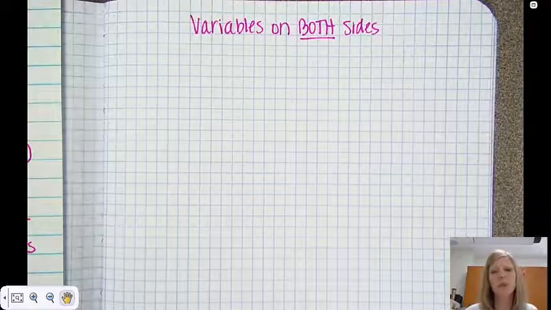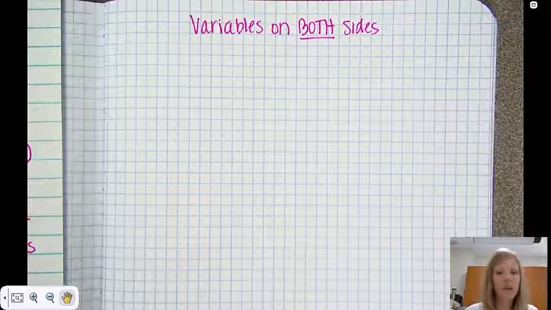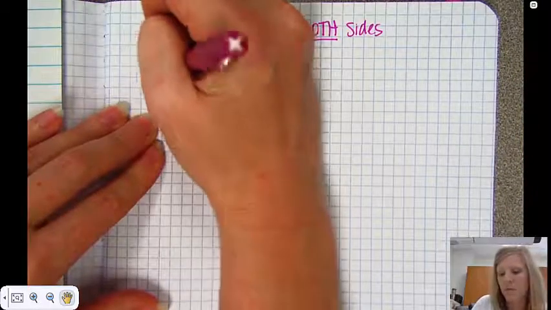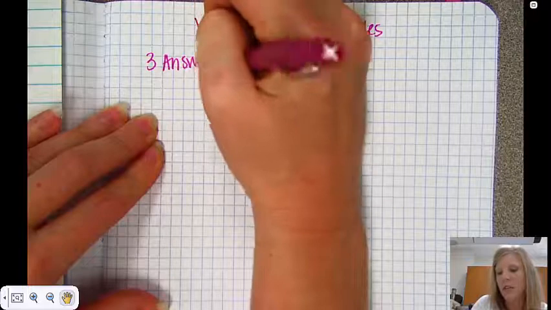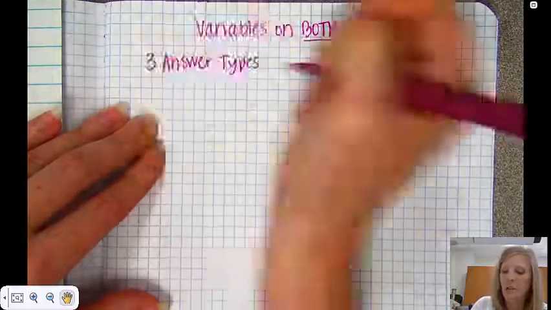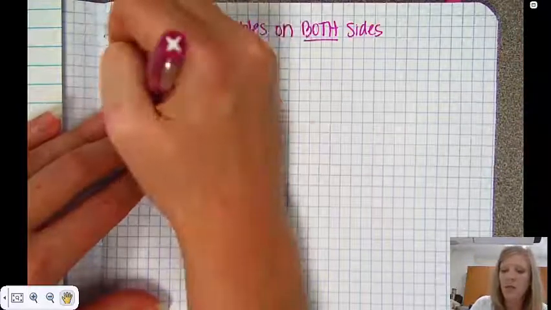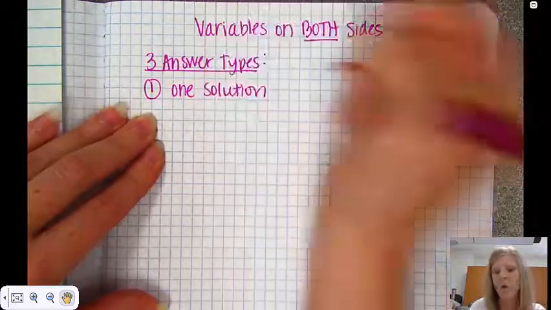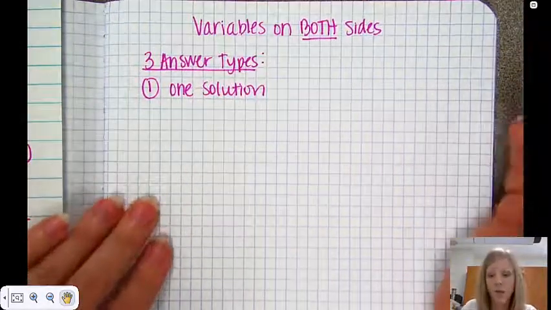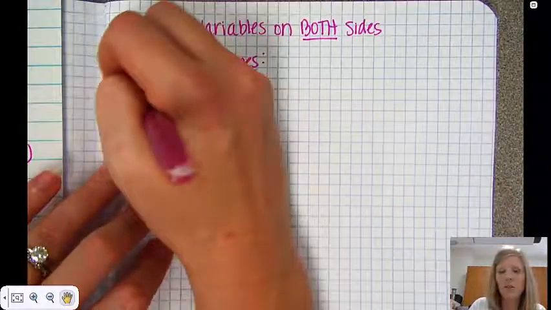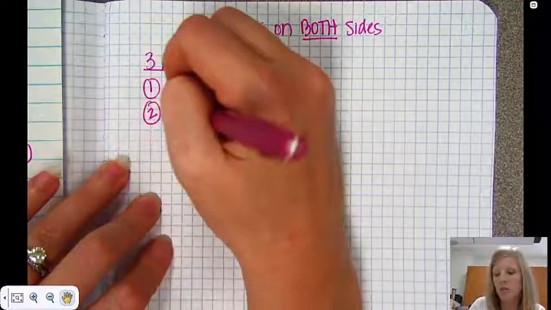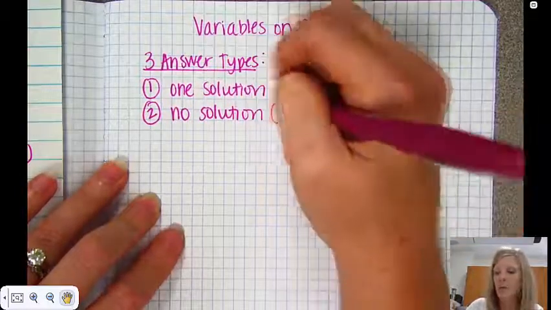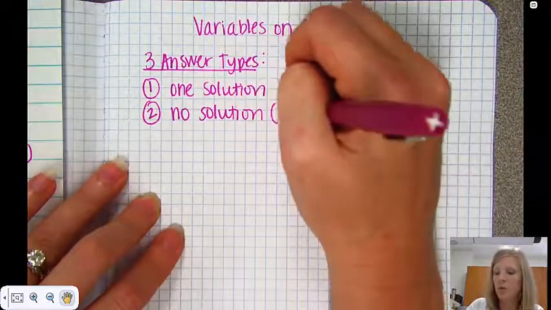When we're solving equations with variables on both sides, we have three answer types that we're going to see. So let's go ahead and talk about those right now. The first answer type is one solution. So we're going to come out with one number that's going to fulfill our equation. The second answer choice is no solution. Let's put next here, this is when we get an untrue statement.